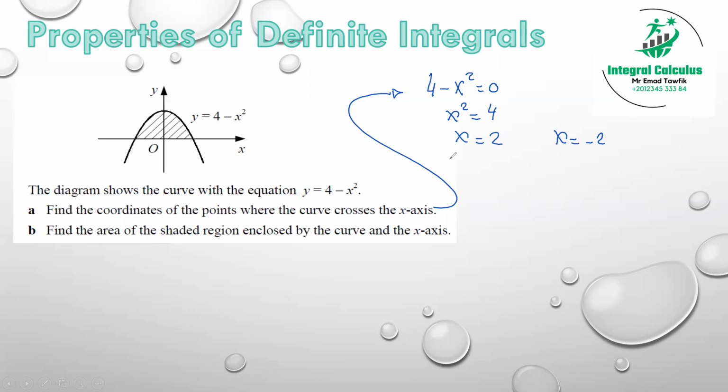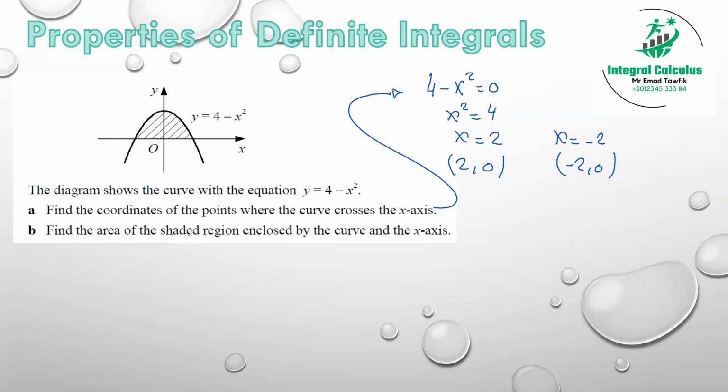Once you've got the value of x, it's easy for me to get the y coordinate. Substitute x by 2 in your equation, here we get 2 and 0, and negative 2 and 0. Since you are speaking about x-intercepts, the y coordinates must be zeros.